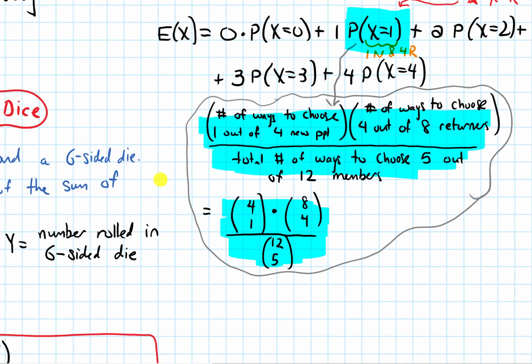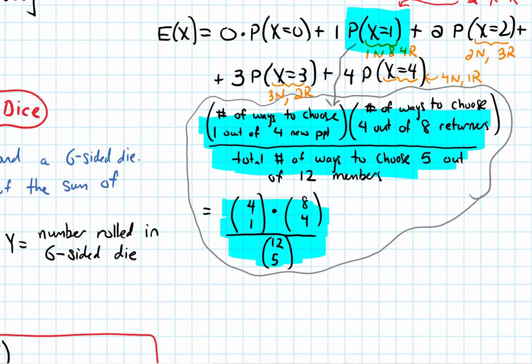All right, so if I think about these other probabilities, they're going to be really similar. When x is 2, that means there are 2 new people, and there are 3 returners to make our group of 5. When x is 3, this means there are 3 new people and 2 returners. And then finally, x is 4 means there are 4 new people and 1 returner.